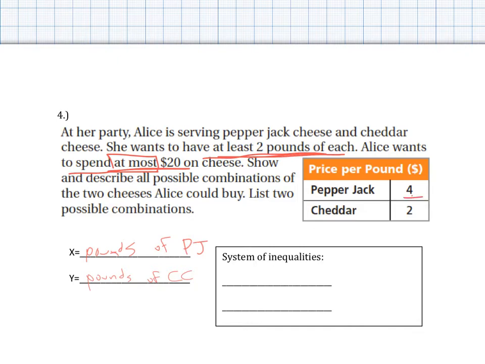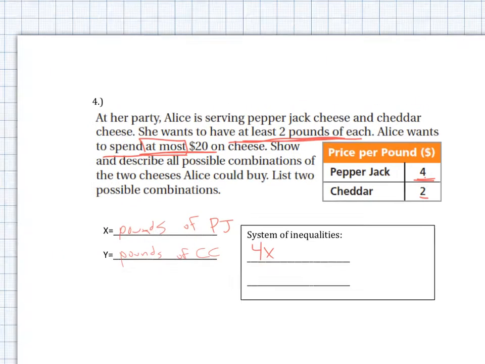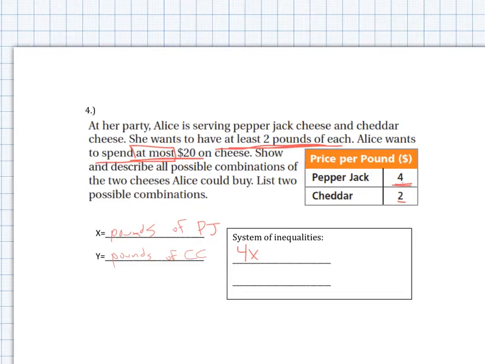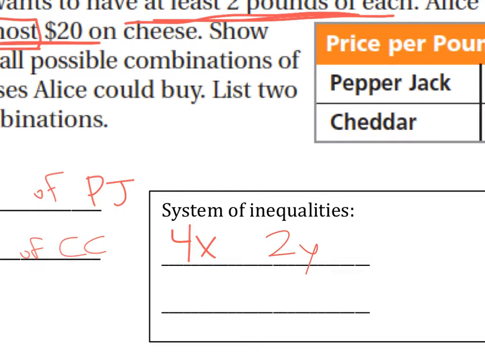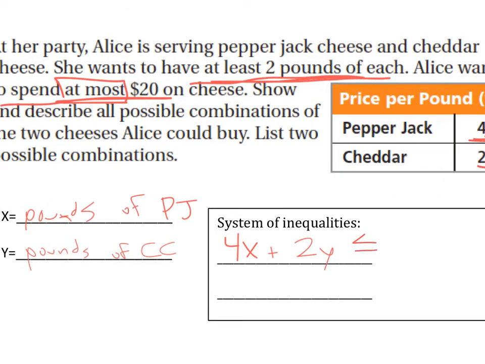You notice pepper jack is $4 per pound and cheddar is $2 per pound. So one of these inequalities we could write, well, if she buys X pounds of pepper jack and it's $4 each, well, that would be 4X. And if she buys Y pounds of cheddar for $2 each, that would be 2Y. So one of these inequalities I got to write would be 4X plus 2Y has to be less than or equal to 20 because it can't go over 20.